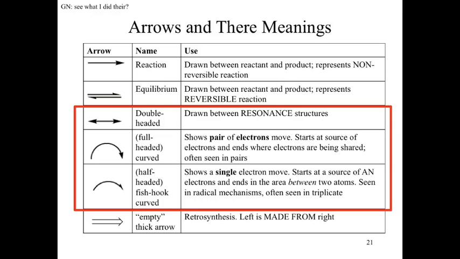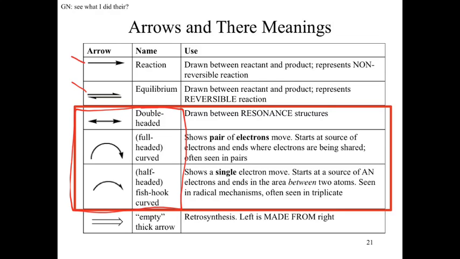So what you should remember from Gen Chem or from first semester is that we've got reaction arrows, both reaction and equilibrium. We're going to see a lot more equilibrium arrows in second semester organic. But then the important ones for this little mini lecture are in red.